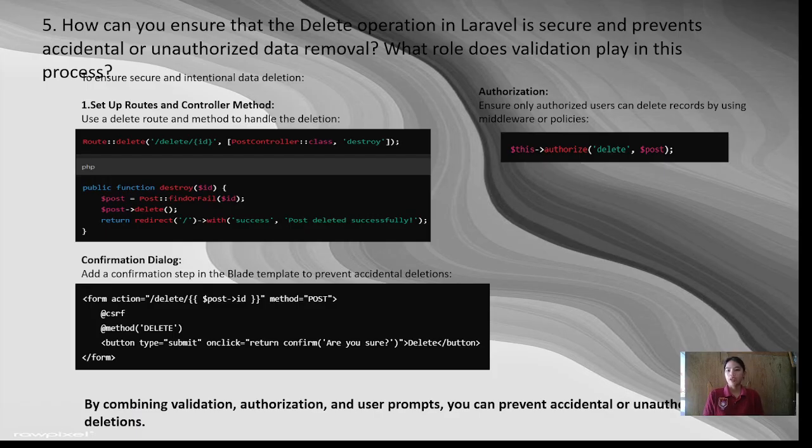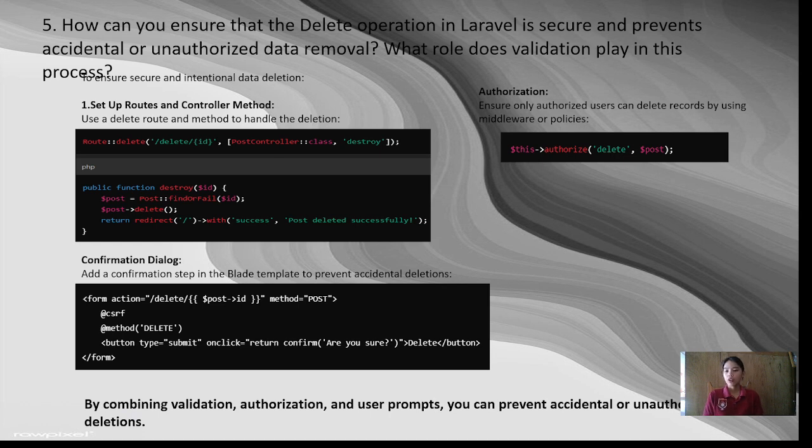Number 5. How can you ensure that the delete operation in Laravel is secure and prevents accidental or unauthorized data removal? What role does validation play in this process? So to ensure secure and intentional data deletion, set up routes and controller method. Use a delete route and method to handle the deletion.